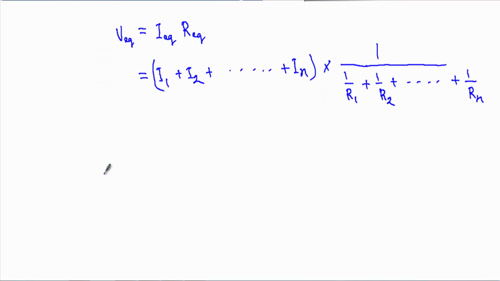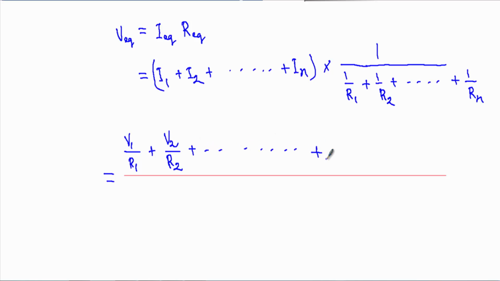So from here I can calculate V equivalent equal to, see, our I1 was equal to V1 by R1, I2 was equal to V2 by R2, plus Vn divided by Rn, and I will divide this by 1 by R1 plus 1 by R2 plus 1 by Rn, and this was the first equation of our Millman theorem. Okay, and I have deduced this.